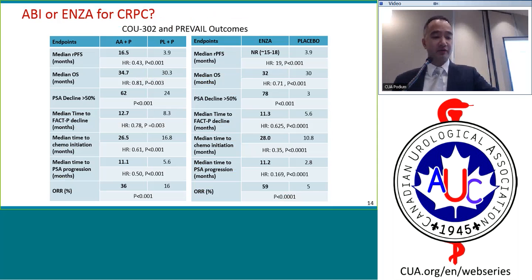Median time to chemo initiation, 26, 28 months. Median time to PSA progression, almost exactly the same, 11.1 and 11.2 months. And objective response rate was a little bit higher with enzalutamide, 59% versus 36% for abiraterone.